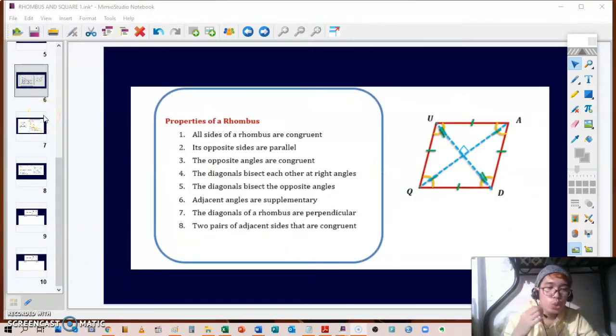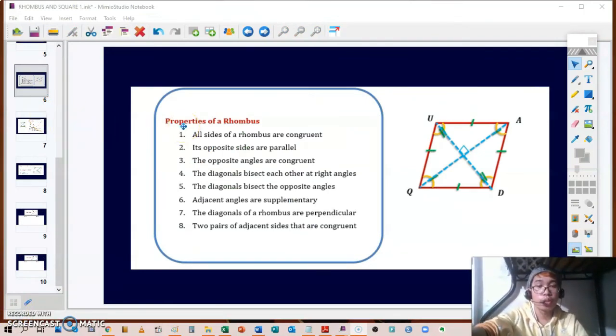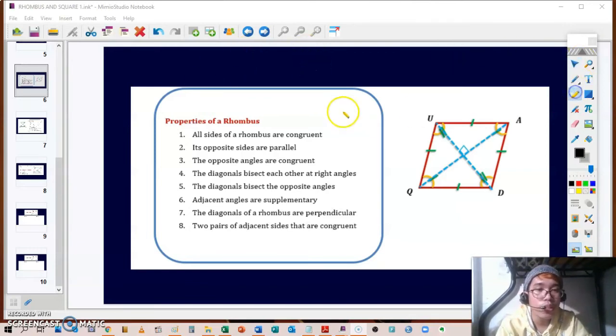Okay guys, so let's do a review of the properties of a rhombus. The first one is that all sides of a rhombus are congruent. So it's kind of like a square, okay? That's why a rhombus and a square have almost the same properties, with the square having more properties as compared to the rhombus. So all of the sides of a rhombus are congruent, okay? So we can check that.